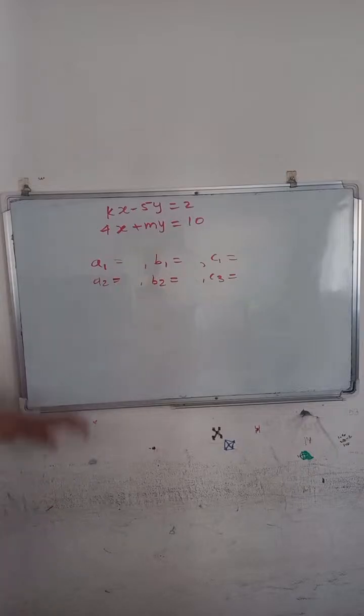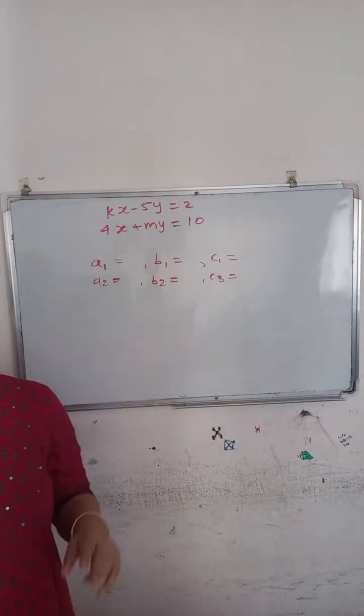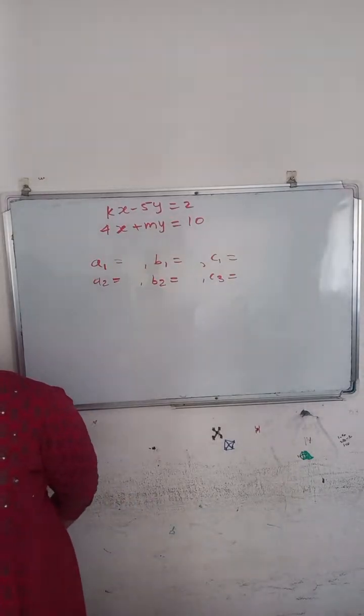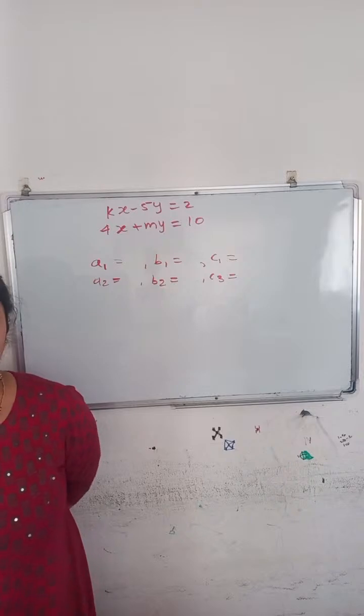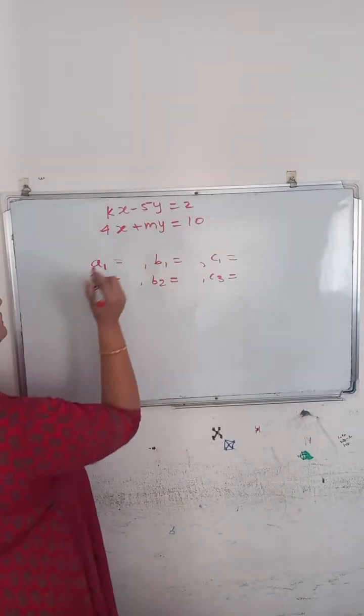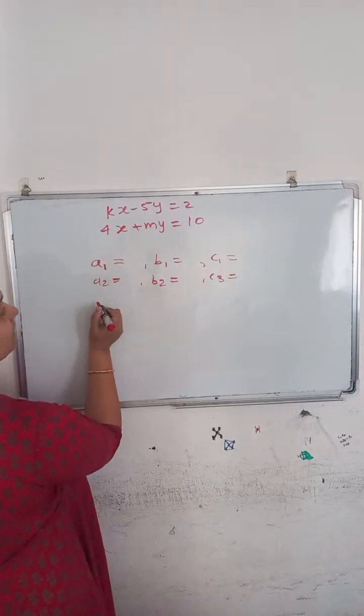Okay, so I already wrote the equation on the board. So here they are saying infinitely many solutions. That means these two are what? Overlapping. Okay, infinitely many solutions means they are overlapping. So they are overlapping here. That means coincident lines.